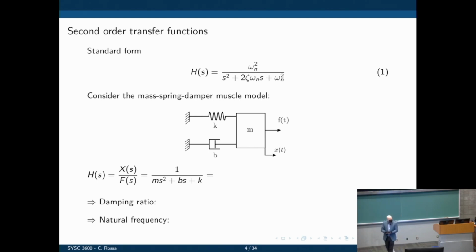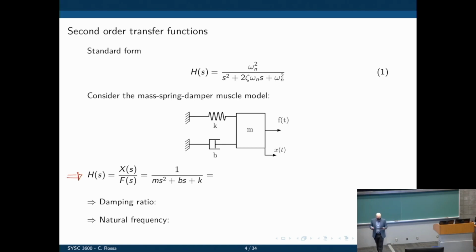So to give an example here of a second order system, we can consider this mass spring damper system. The input here is the force, and the output is the displacement. If you find the transfer function between the force and the displacement, we get H of s at the bottom here. All right, nothing new there, 1 over ms squared plus bs plus k. And now we can identify the damping ratio and the natural frequency of this mass spring damper system by comparing this function with equation 1, which is the standard form for that.